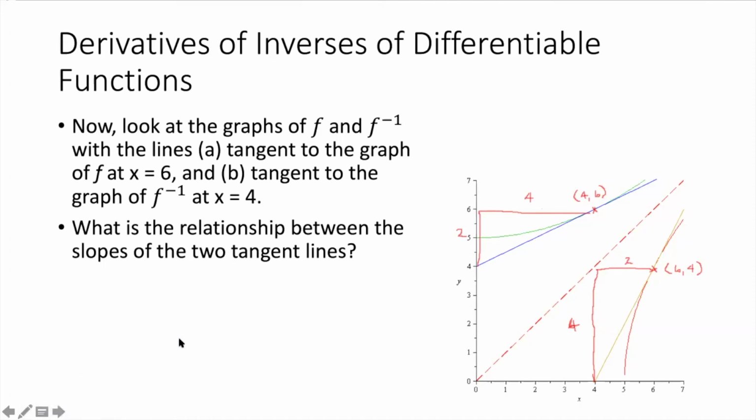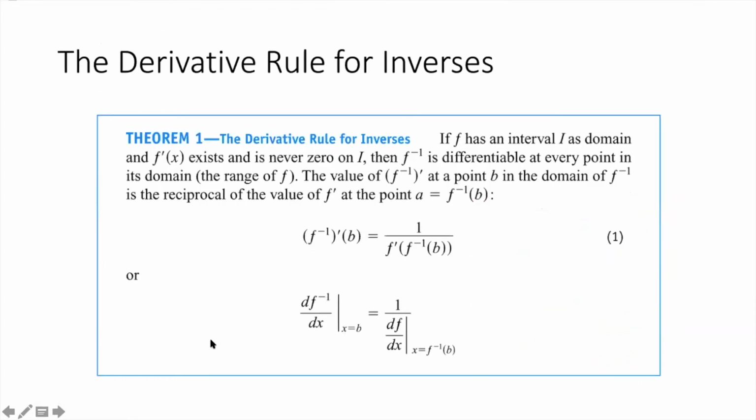All right. So let's look at this theorem. This theorem looks very intimidating when you look at it like this, but it basically says exactly what we just said. And I will say that for you again after I read the theorem. So this is called Theorem 1, the derivative rule for inverses. If f has an interval I as domain, and f prime of x exists and is never 0 on the interval I, then f inverse is differentiable at every point in its domain, which remember is the range of f.